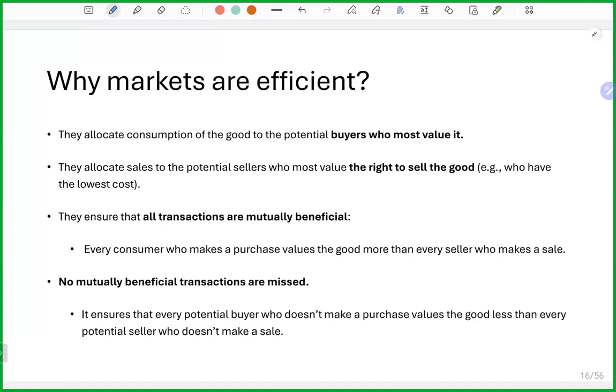It ensures that every potential buyer who doesn't make a purchase values the good less than every potential seller who doesn't make a sale. What do you mean by that? If you don't understand that, just copy it and paste it into ChatGPT. Ask, can you explain what this sentence means, or translate it into Korean? I don't think this sentence is quite good. It's confusing. Anyway, ignore it. No mutually beneficial transactions are missed.